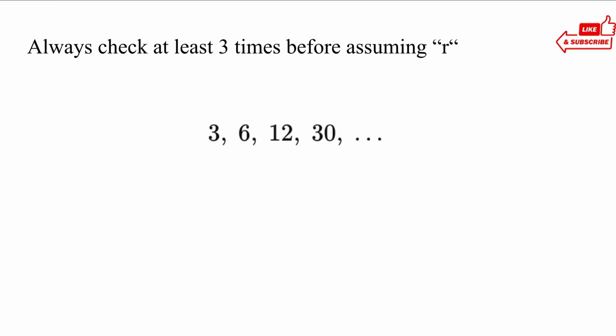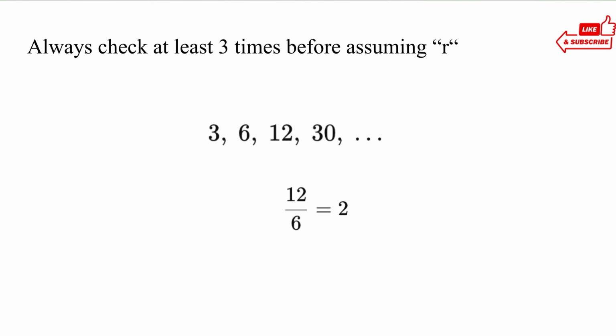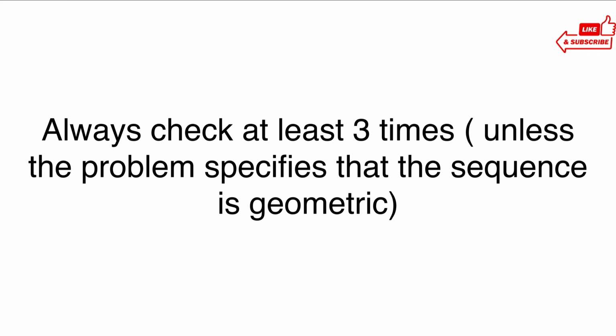So in this example right here, 6 over 3 is 2. 12 over 6 is also 2. But then from 12 to 30, it is no longer 2. So you always want to check at least 3 times before being able to confirm what your r is. And you want to do this unless the problem in the question specifies that the sequence is geometric. Otherwise, you'd just be wasting precious time if you do this check.